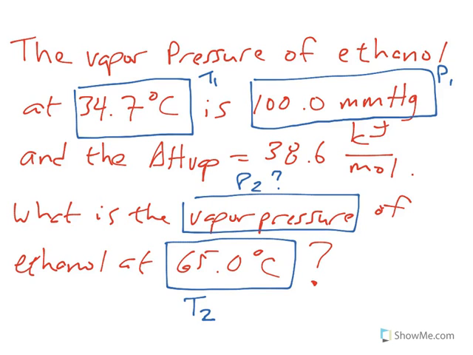What I'm going to do on the next slide is put that information on the slide, write the equation, see what I have, and see if there are any manipulations to the numbers I need to do, because units are always key. We have to figure out what units we're working in and all that good stuff. So let's get to work here. Back to the equation, the two-point form of the Clausius-Clapeyron.